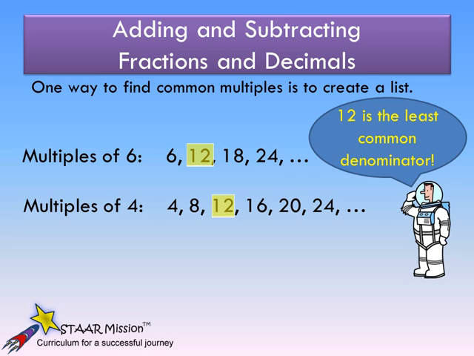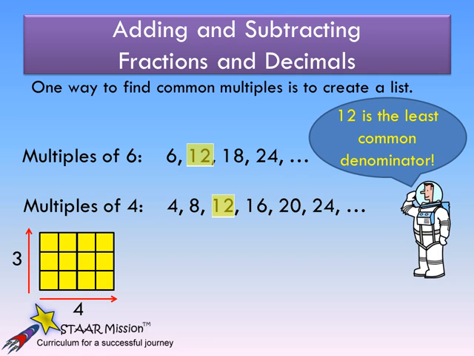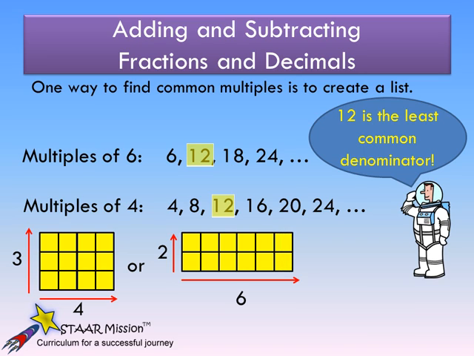Since 12 is the common denominator, we can create an array that is 3 units by 4 units of 12 tiles to represent our addition of fraction problem. We can also create another array that is 2 units by 6 units to represent the second fraction in our addition problem.